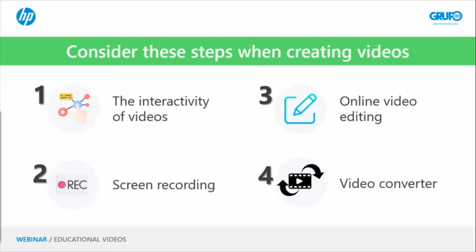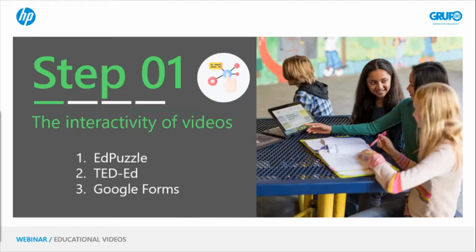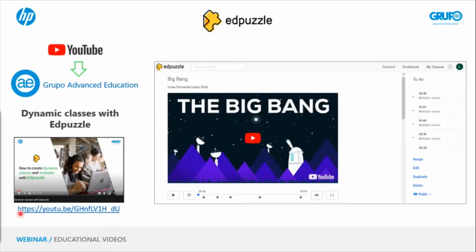Now let's look at a few steps to consider for creating videos. 1. The interactivity of videos. 2. Screen recording. 3. Online video editing. 4. Video converter. The first step is to include interactivity in the videos. And here I give 3 recommendations. The first is EdPuzzle, the second is TED-Ed, and the third is Google Forms. On our YouTube channel, we have a video about using EdPuzzle if you want to take a look and see.